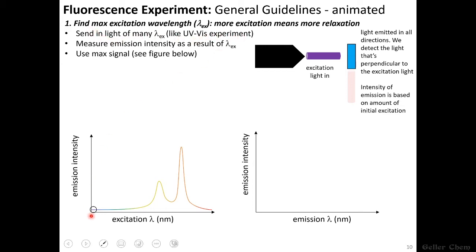We just send in a range of wavelengths into the sample itself. And then again, we have a detector perpendicular to the excitation source, and we measure how much emitted light comes out of the sample. And so if the light that we're sending in isn't absorbed in the first place, then we don't expect to see much emission intensity either as a result.